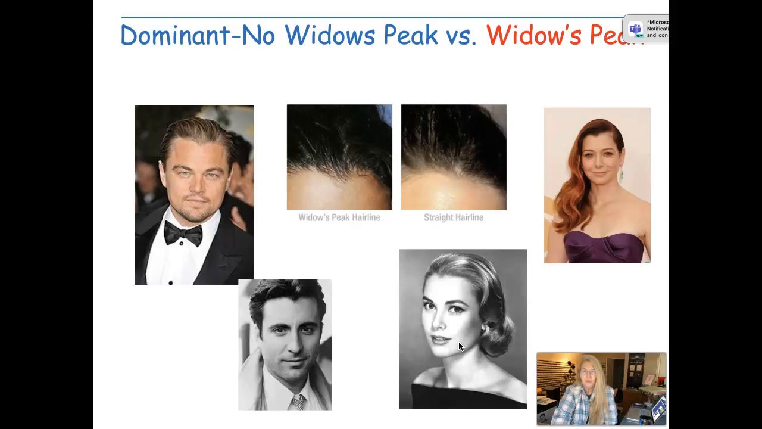Widow's peak versus no widow's peak. So here are some people that have some distinct widow's peak hairlines, which means they have this V on the top of their head. And here's an example of a person who has probably a tiny, tiny, tiny widow's peak, but this would be considered a straight hairline versus a widow's peak hairline. Take a moment and look in the mirror and see which one you have. And then go see your parents, see if they have widow's peaks or not.